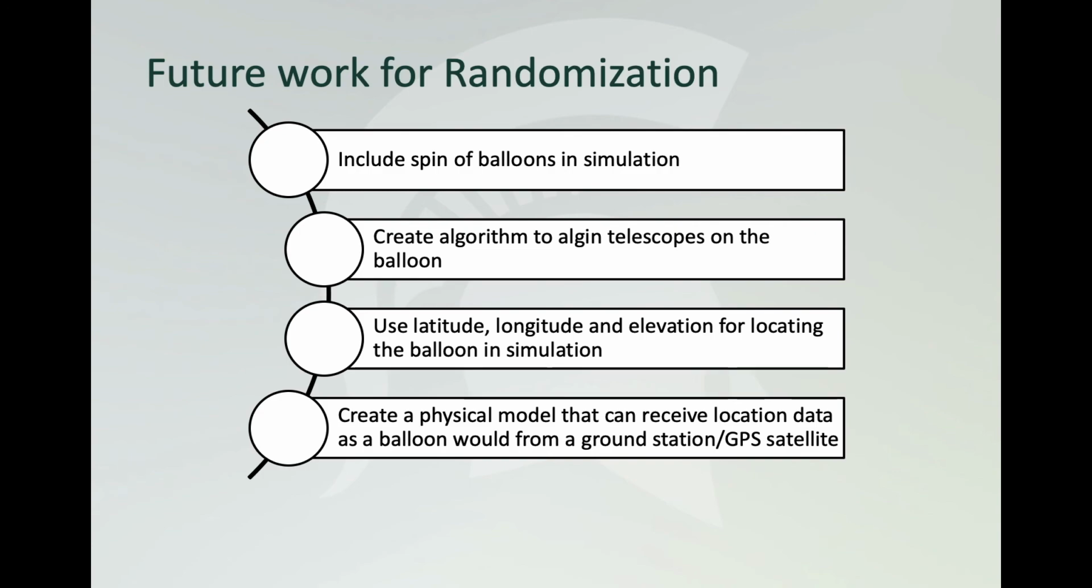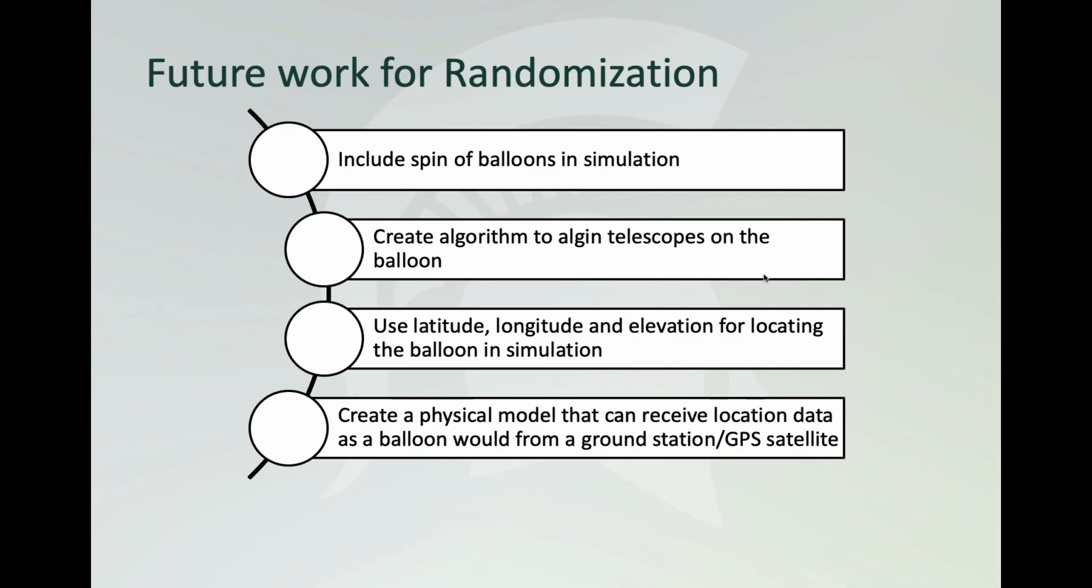So future work for the randomization of the balloons: include the spin of the balloons in simulation, since this is only a 3-axis randomization of position. Create an algorithm to align the telescopes on the balloon. Currently this takes into account that the telescopes are always pointing at each other, which obviously in the real world isn't the case.